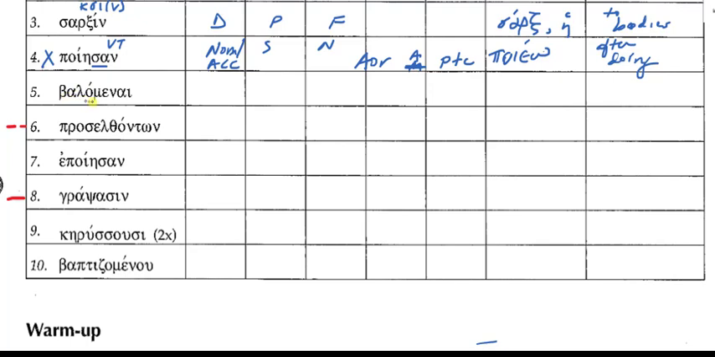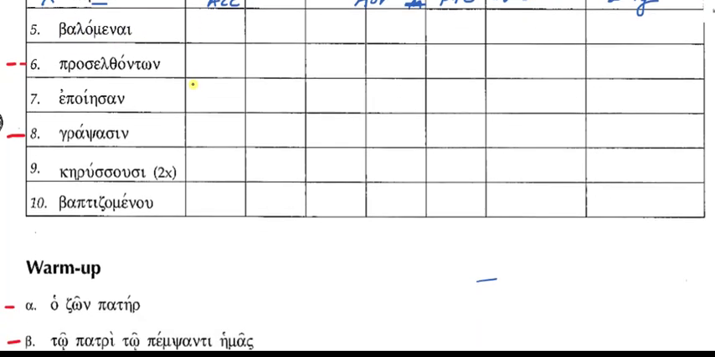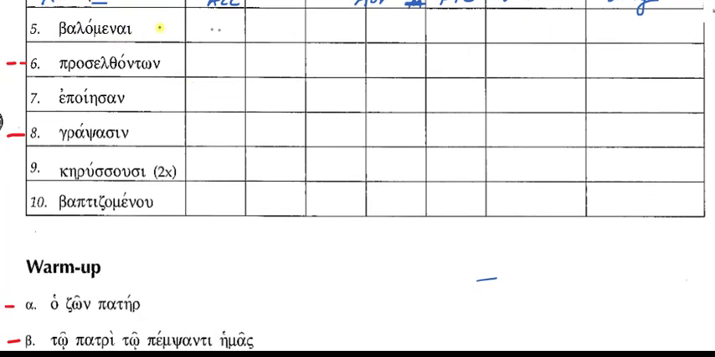Look at 5, balomenai. What do you think the lexical form is? Balo. How many lambdas in balo? 2. Excellent. So this has got the single lambda. Is this a first or a second aorist? It is a second aorist. Good. Is it active or middle? Yeah, you see the menomene? Yep, so it's second aorist, middle participle.